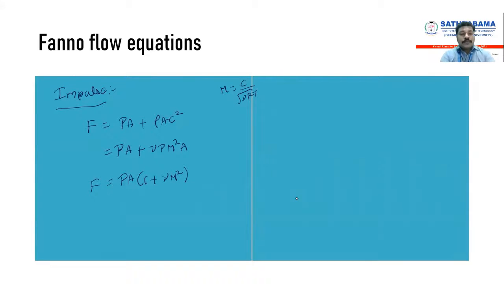Right now you are going to make the differential equation for this impulse in terms of M square, right? It's very simple, taking ln on both sides. So on taking ln on both sides, what is it? ln F, ln P, ln A, and ln of 1 plus gamma M square. Okay. So together we are going to differentiate. So on differentiating, what we get?